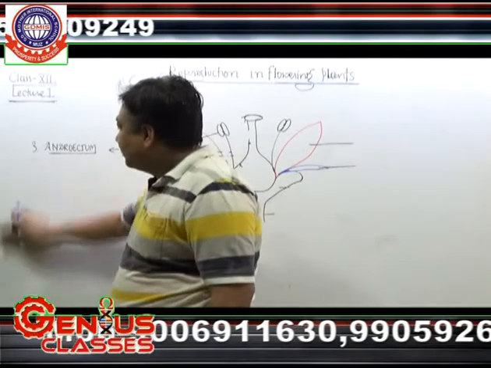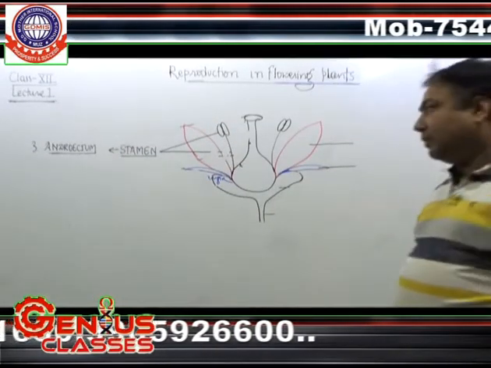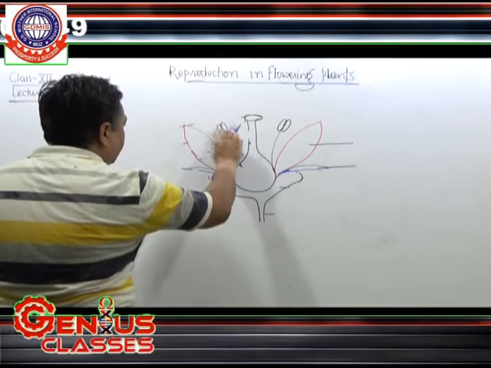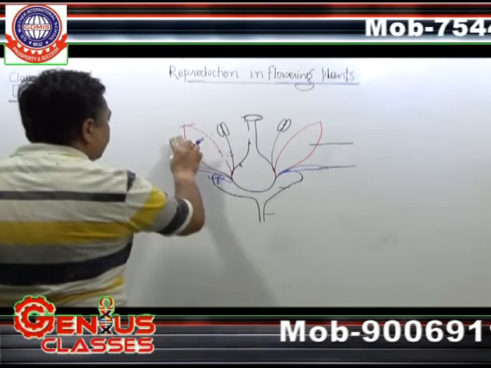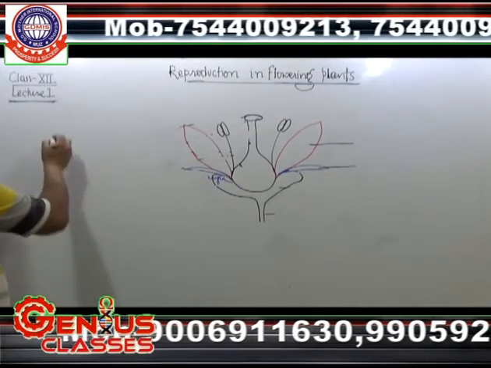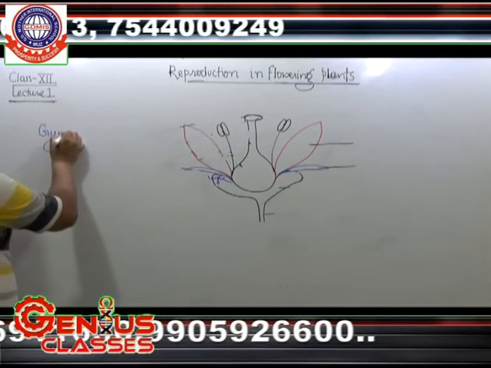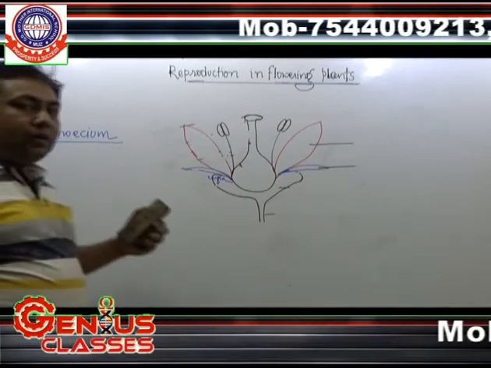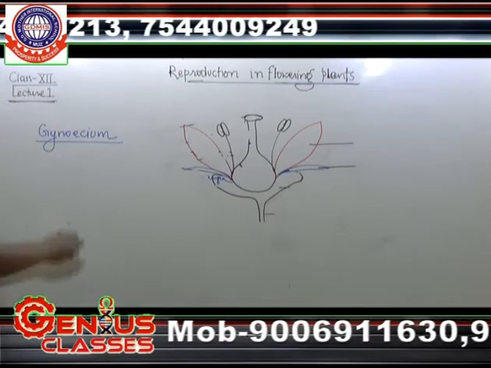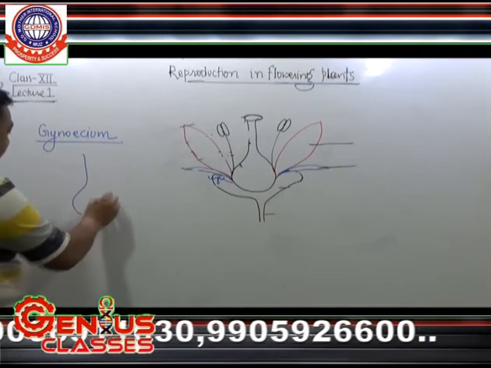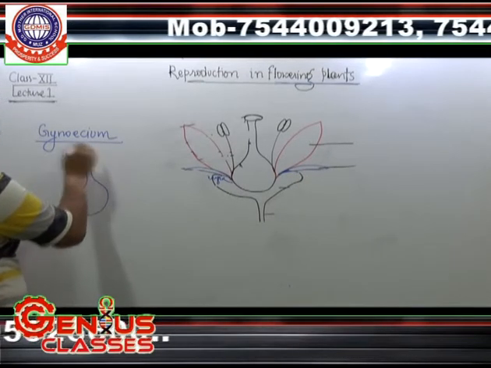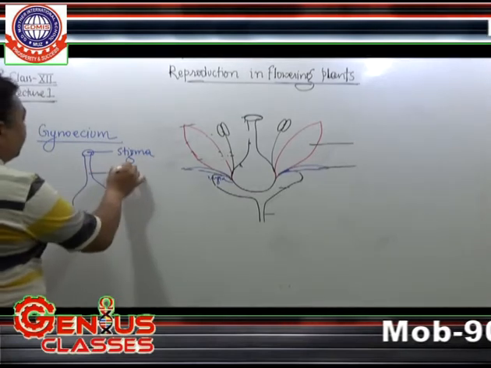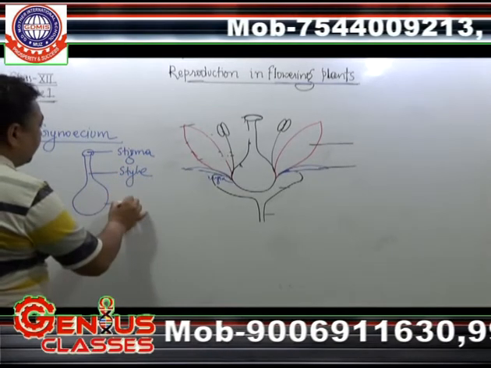Now, we will discuss the female whorl of a flower. The female whorl is called gynoecium. The gynoecium is made up of carpels, and a carpel has 3 units: the opening, known as stigma, the passage, called style, and the ovary.